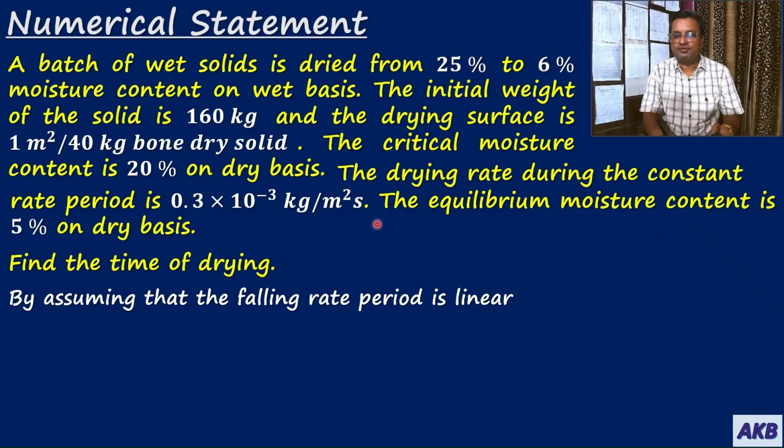In my previous video lecture, I had discussed the same numerical example, but in that the falling rate period was not linear. Instead, they had given experimental data for the falling rate period, and then we had plotted the graph to find the area under the curve. I'm giving the link to the entire playlist of my video lectures on drying in the description section. So in this particular numerical example, we will learn how to find the time of drying if the falling rate period is linear. So let us go ahead.